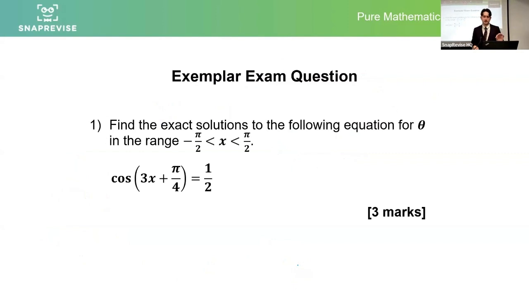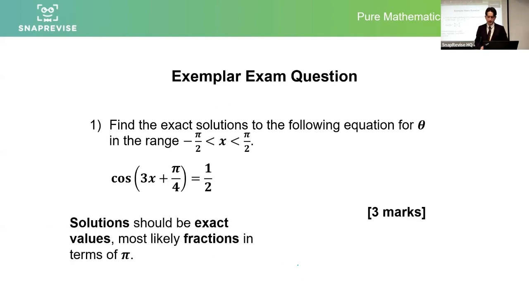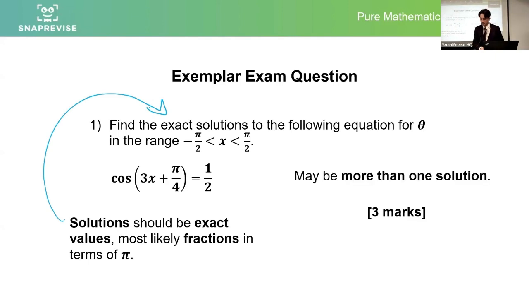It does say very specifically, find the exact solutions to the following equation for theta in the range minus pi over 2 to pi over 2. And this is going to be, yeah, the transformation is 3x plus pi over 4. So we want to solve cos of 3x plus pi over 4 equals a half. Key considerations, it says exact, so please make sure you look out for that. And also more than one solution is what we've got to look out for.